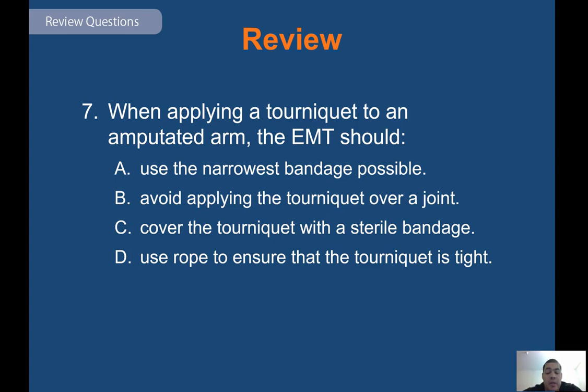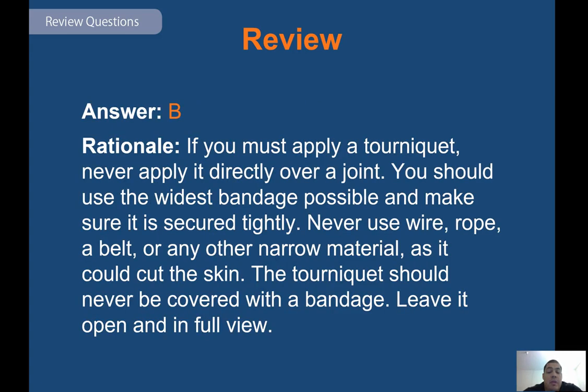So remember, what are the indications and contraindications for using a tourniquet? What should you use and what should you not use? So B, if you must apply a tourniquet, never apply it directly over a joint. You should use the widest bandage possible and make sure it is secured tightly. Never use wire, rope, a belt, or any other narrow material as it could cut the skin. The tourniquet should never be covered with the bandage. Leave it in open and full view. This way you could see if the tourniquet's working or not, if the patient's still losing blood. You may have to put a second tourniquet on. Do not take off the first tourniquet and readjust it. Just use a second tourniquet.